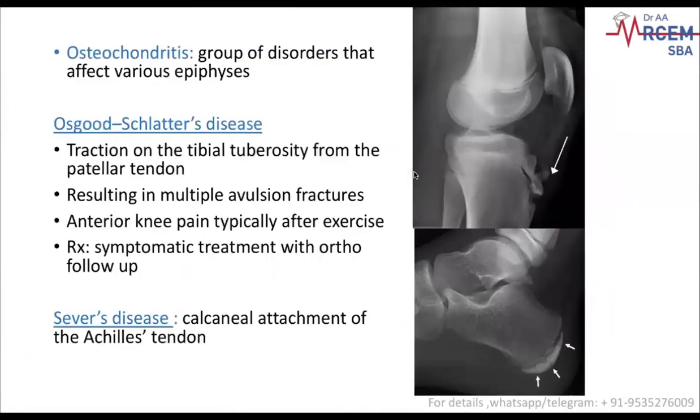Osteochondritis is a group of disorders that affects the epiphysis. A generic term known as osteochondritis. The most common osteochondritis that you see is known as Osgood-Schlatter disease.